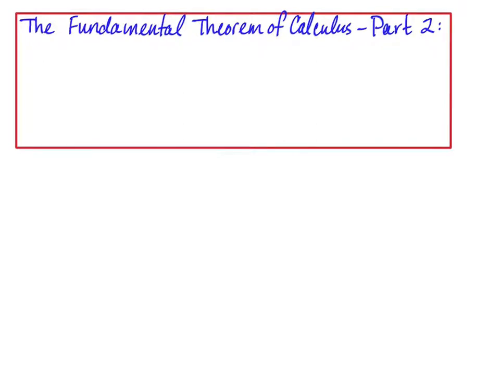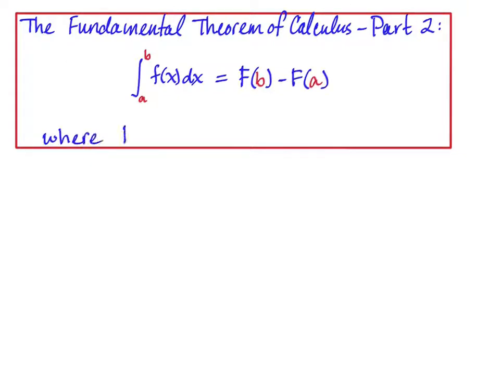In this video, we're going to look at how to use the Fundamental Theorem of Calculus Part 2 to evaluate definite integrals so that we no longer have to take a limit of a Riemann sum. The Fundamental Theorem Part 2 says the definite integral from a to b of little f of x dx is going to be capital F of b minus capital F of a, where capital F is any antiderivative of little f.